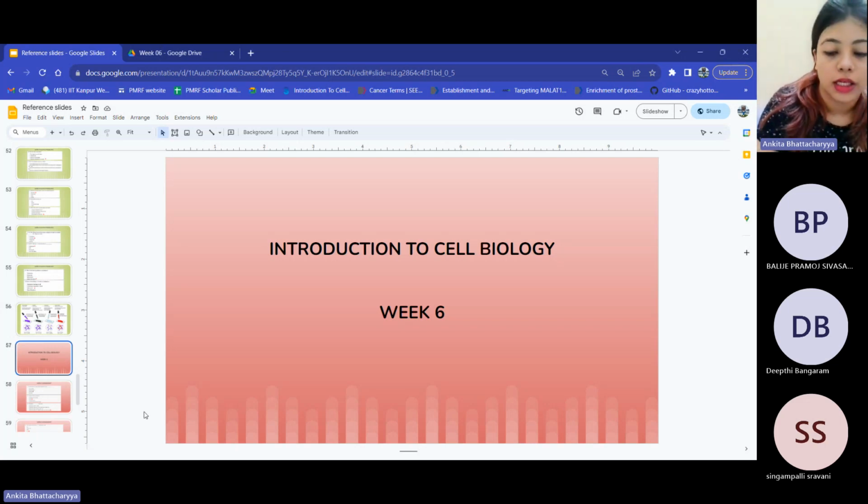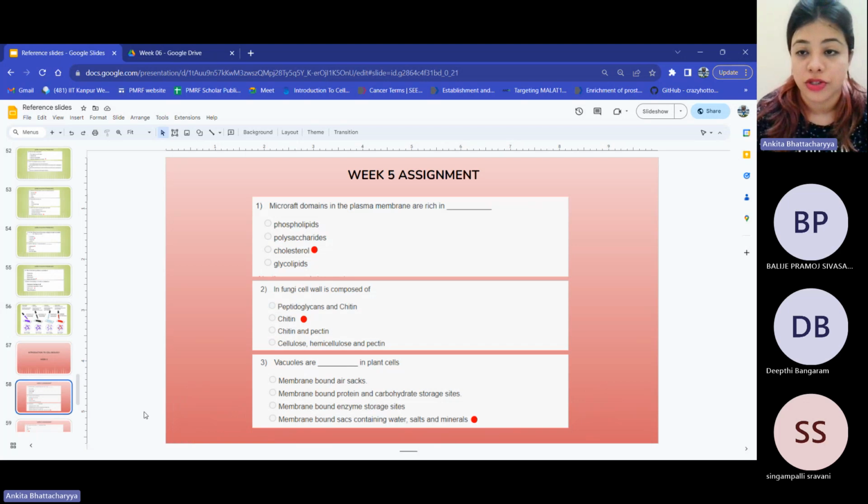For starters, we will first go over the assignment questions for week 5 that has already been completed. The first question was about the plasma membrane. So micro raft domains in the plasma membrane, they are rich in which of the following elements? So there are phospholipids, polysaccharides, cholesterol, and glycolipids.